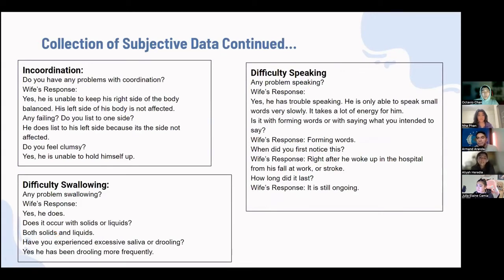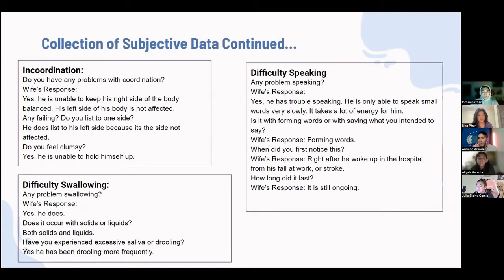Thank you. Now we asked about coordination. Do you have any problems with coordination? His wife responded, yes. He's unable to keep his right side of the body balanced. His left side of his body is not affected. Then we would ask any following, like, do you list to one side? He does list to his left side because it's the side that's not affected. And do you feel clumsy? Yes, he is unable to hold himself up.